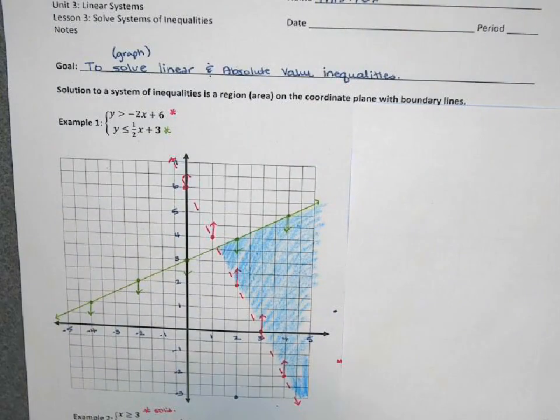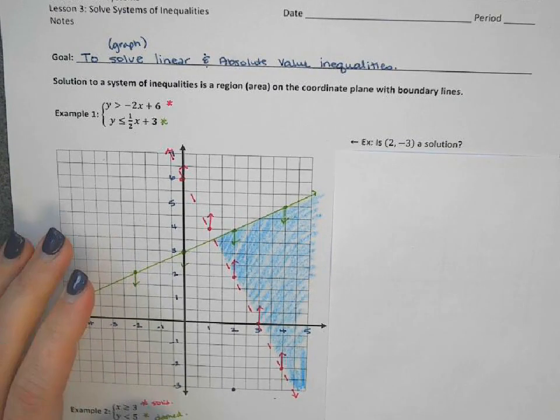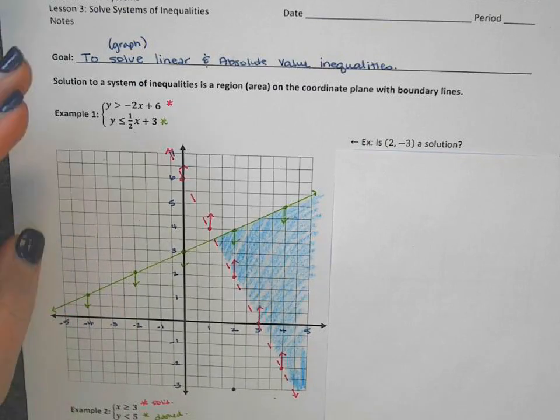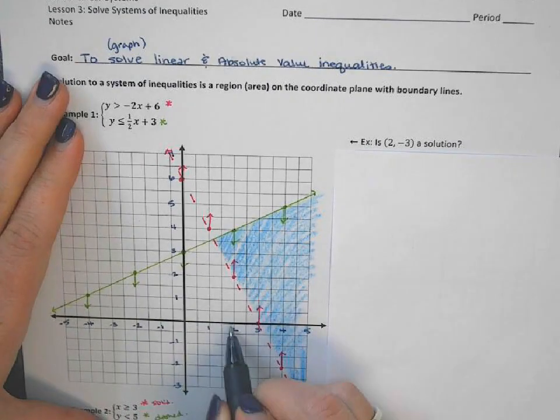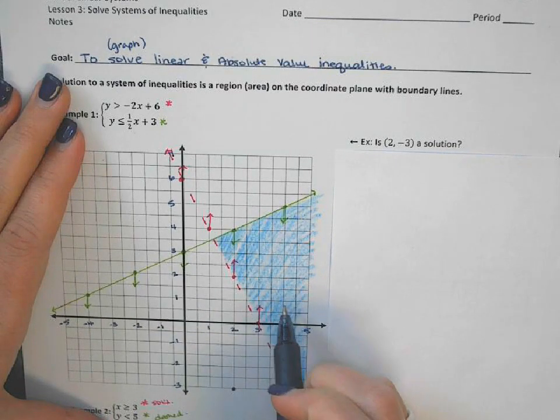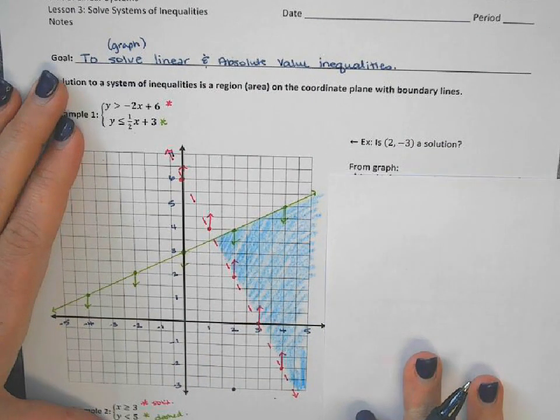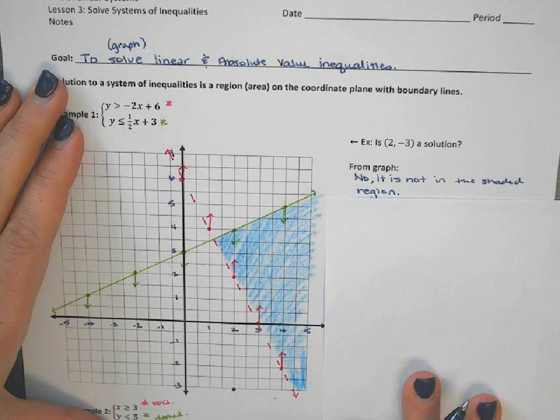So next we have to determine if certain points are solutions or not. So the first one is (2, -3). Is it a solution? So if I look over here and go right 2, down 3, the point's right here. To be a solution, looking at this graph, it would have to be a part of our shaded region. It's not a part of our shaded region, so from the graph, no, it's not in the shaded region.